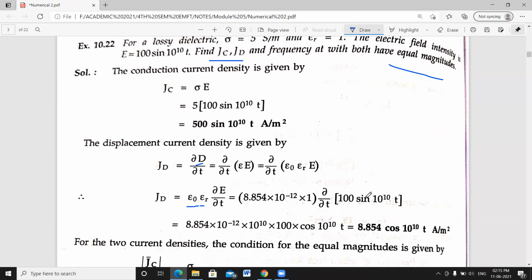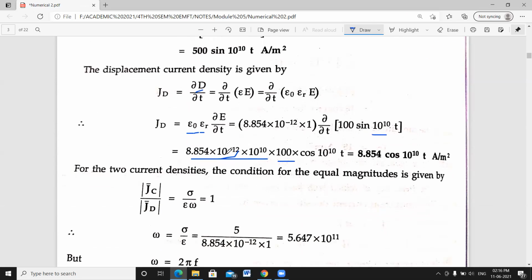Del by del t of 100 into sin 10^10 t. If I differentiate sine, you'll be getting cos, and the remaining part will be the same. Then 100 and sin A theta is going to be A sin theta, right? Based on the 10^10 cos 10^10 t, just multiply here, then you'll be getting 8.854 cos 10^10 t amperes per meter square.